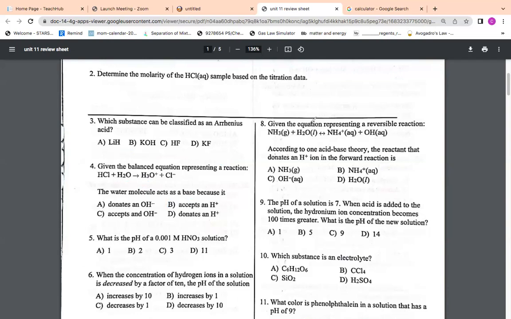Okay, number 5, what is the pH of a 0.001 molar HNO3 solution? So we need the negative log of the concentration. We just plug this into our calculator and we should get a pH of 3. So this is an acidic solution. Also, this is an acid, so it should be something below 7.